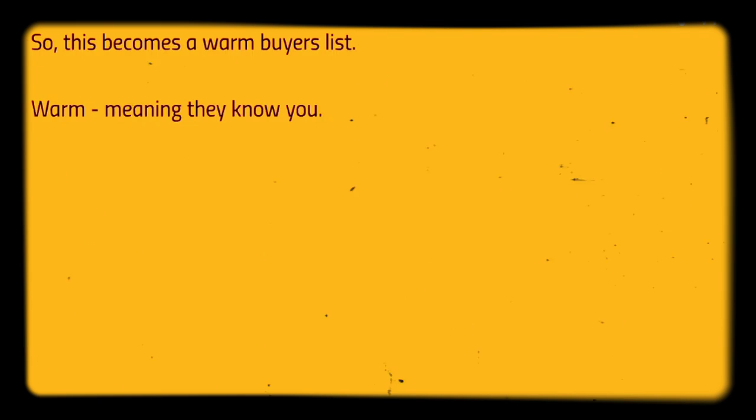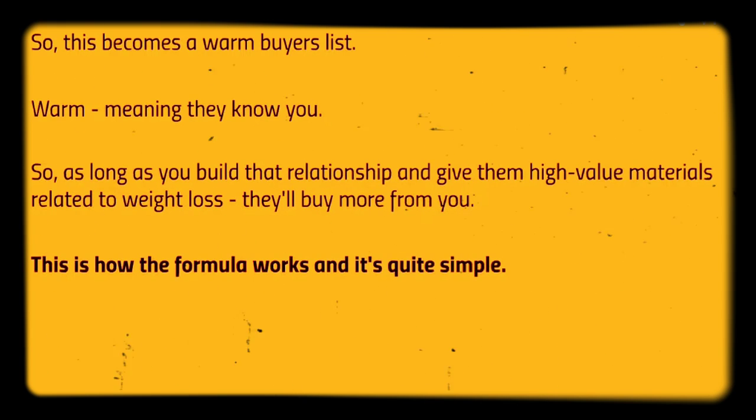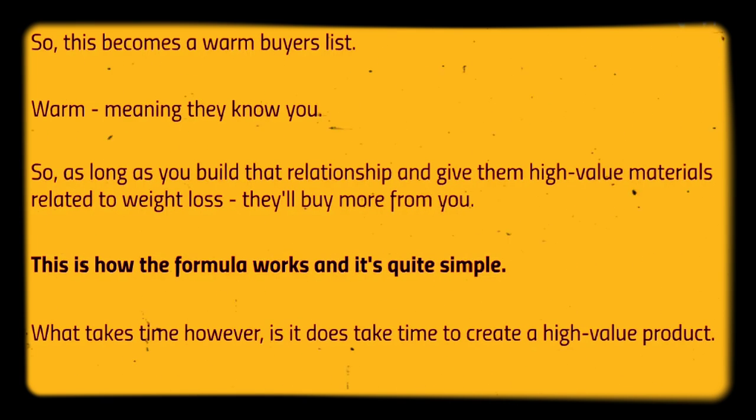A cold list means that they don't know you at all. They don't know who you are. They just subscribe to your list and don't know what you can offer them. With a warm list, they have that connection. They know you, basically. That's what that means. So as long as you build that relationship up and you constantly give them high value materials related to weight loss, they'll buy from you. And this is how the formula works. And it's very simple, as you can see.